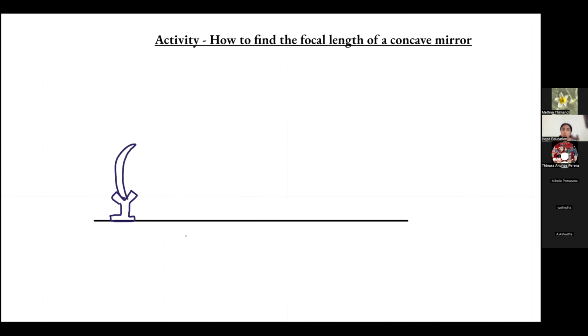Okay, so if the object is at infinity, where is the image formed in a concave mirror? If the object is at infinity, where is the image formed?